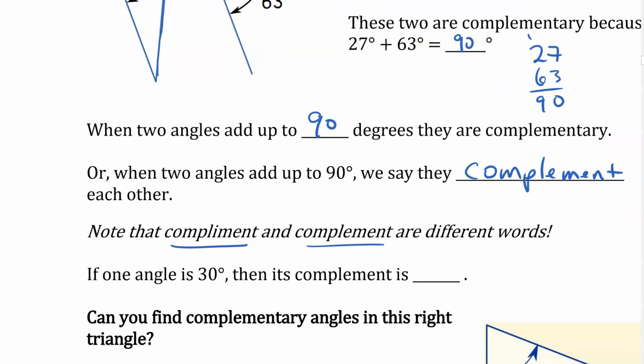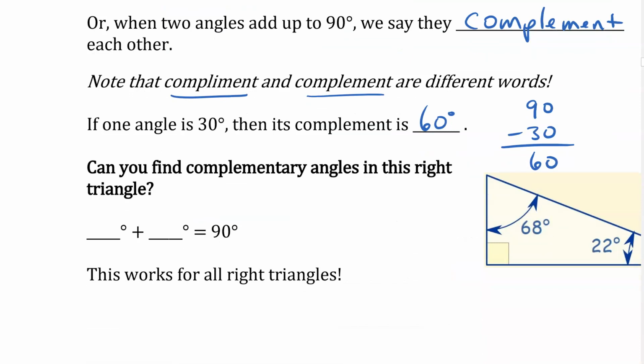If one angle is 30, then its complement is 30 plus what gives me 90? 60 degrees. So what did you actually do with 30? If you say 90 minus 30, then you get 60. So if you know one angle and you want to know the complement, you say 90 minus the angle that you know.